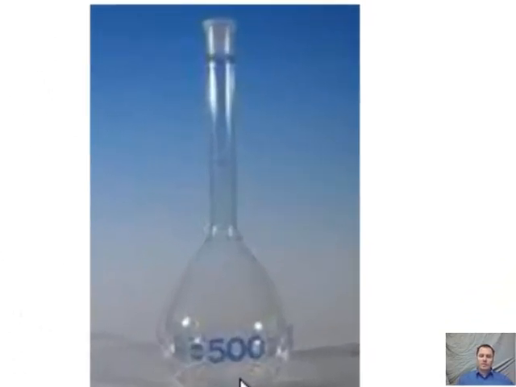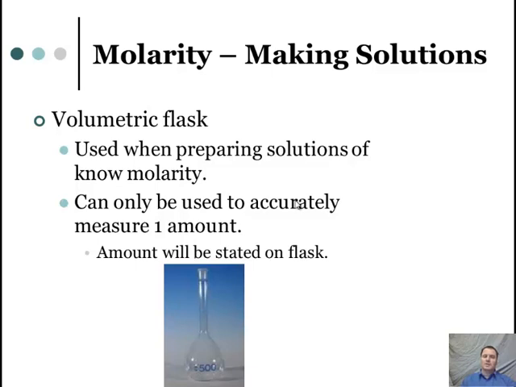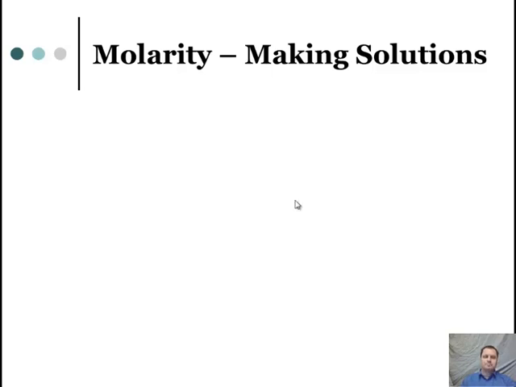So this is a 500 milliliter. Right here, there's a little line that's been etched in. That is where we're going to fill it up to. It accurately measures 500 milliliters. It doesn't measure anything else. So we got to make sure we get the right size volumetric flask for the job.